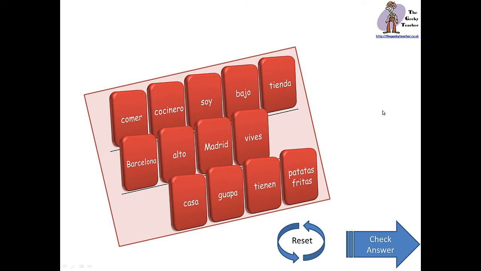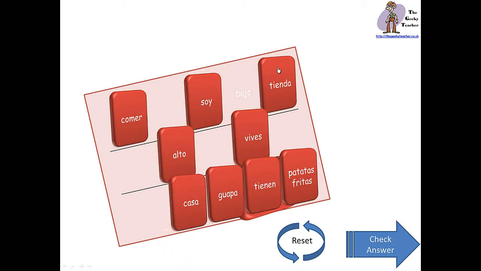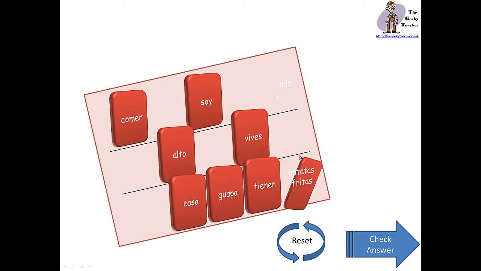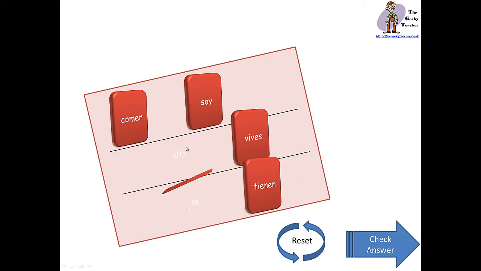So the next question may be something like, is it a city? And again, the answer is no. The next question, is it a verb? The answer is yes. So hopefully the children and the students will be trying to think of questions which can help eliminate the most possible answers.